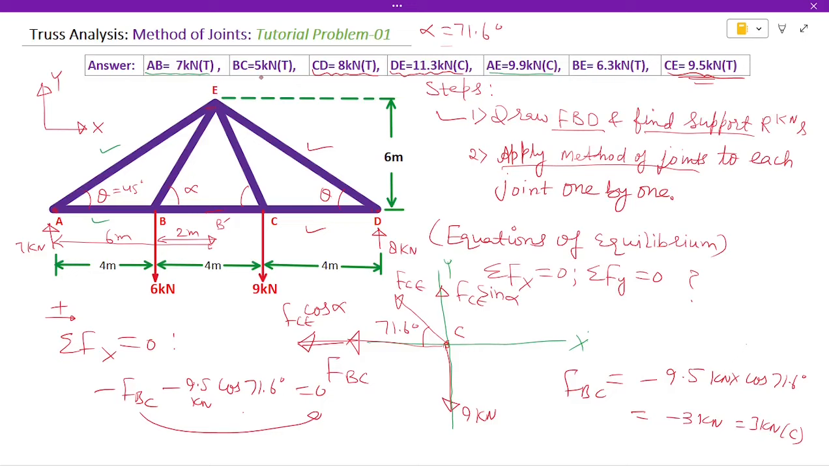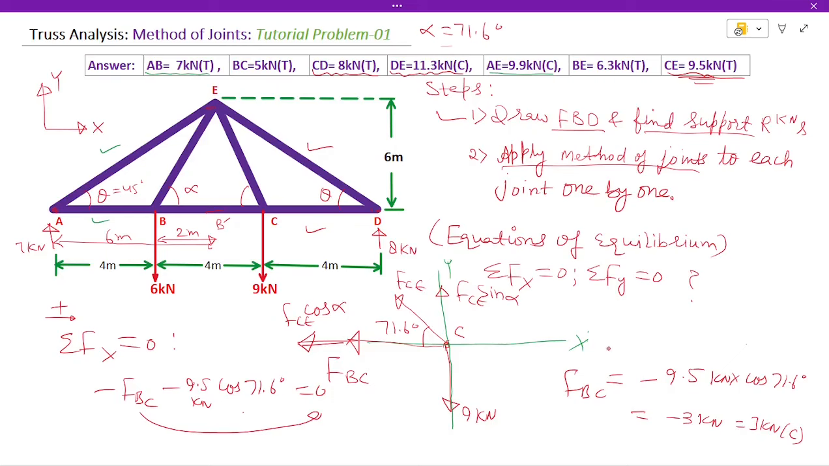No, I think I did some mistake. Where is the mistake? Let me calculate it again. 9.5 multiplied by cosine of 71.6. I think my answer is correct. I don't know. I think my answer is correct because I could not find any mistake in the calculations.